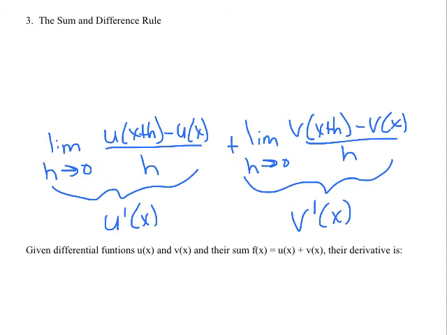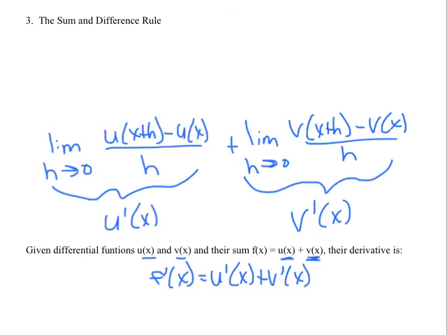So basically, the derivative of a sum is equal to the sum of the derivatives. So given u of x and v of x, and the sum u of x plus v of x, then f prime is going to be u prime plus v prime. And that's the same for subtraction. All I would do for the difference instead of the sum is this would be subtraction. You would still regroup, and you would still have the same typical answer.